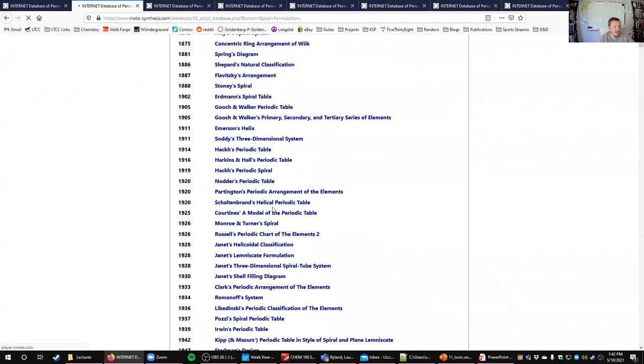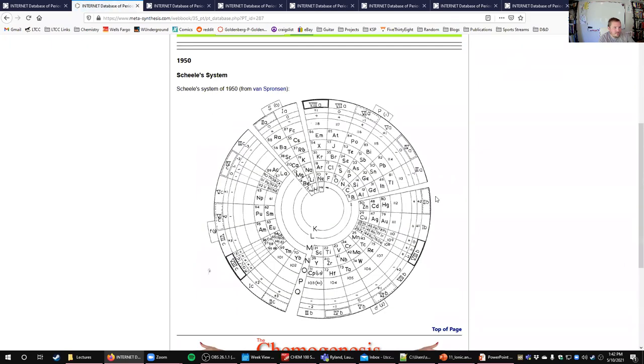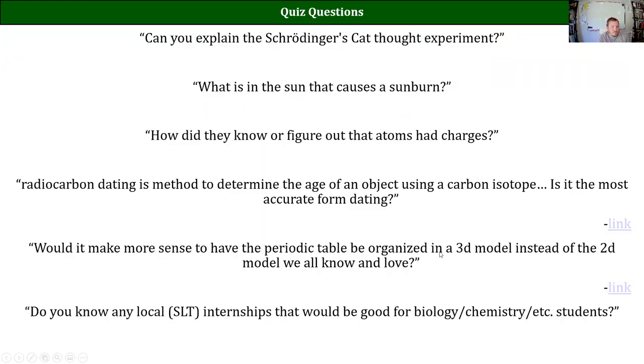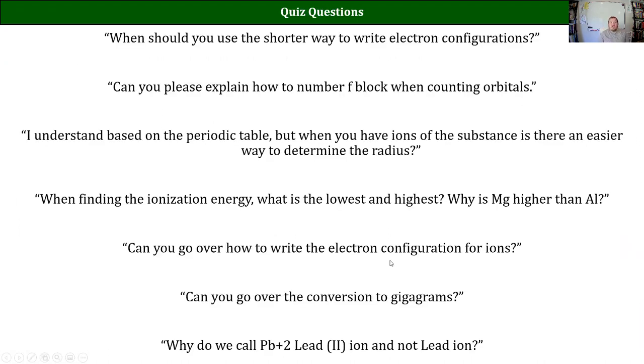Spiral and helical formulations, and I'll just pick one at random. From the 1950s, you've got this spiral version where you start in the middle and work your way out and things like that. So since we're talking about periodic trends and how we can use, especially looking at orbitals and energy levels, as a way to predict certain properties, I thought that was a really relevant question. Things that are directly related to the class, as opposed to just fun random stuff, this is kind of related to the class.